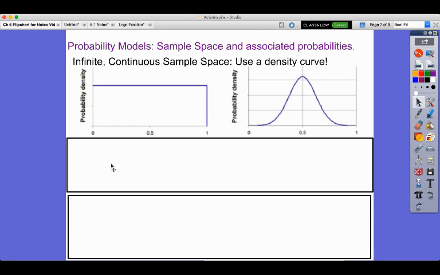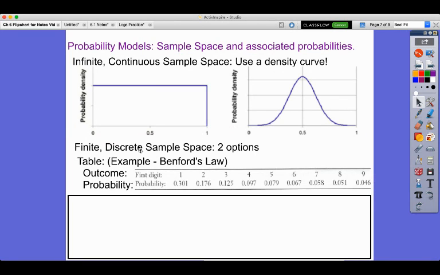Okay. If it's a finite sample space, then we have two sorts of options. If it's finite, it means by definition that it's discrete. And there's two options. One is creating a table. This is something called Benford's law. And I'm going to include a link to a video about Benford's law and the recent election, because people thought that it was detecting fraud in the election, although they weren't using Benford's law appropriately.